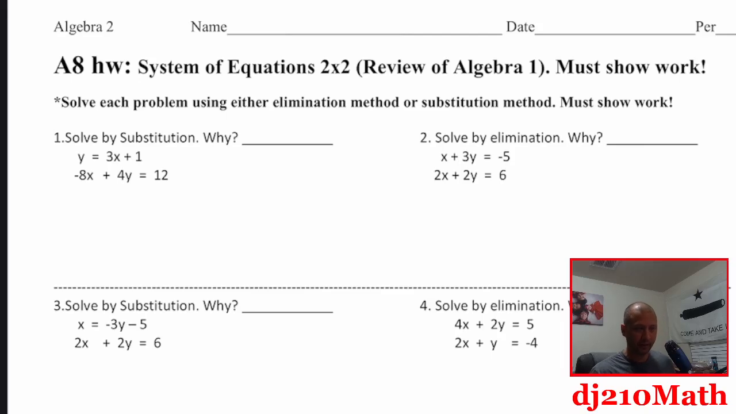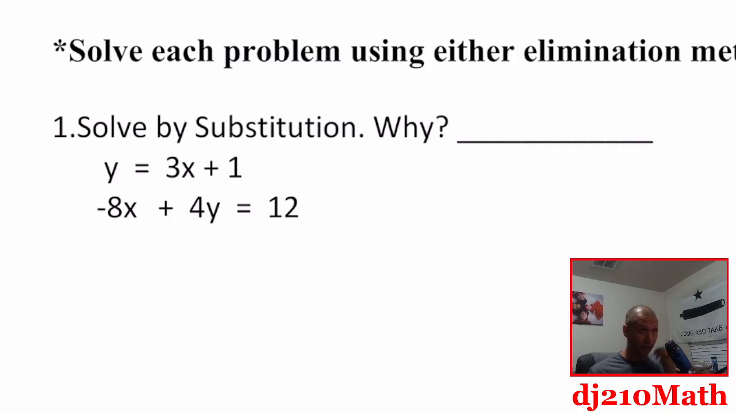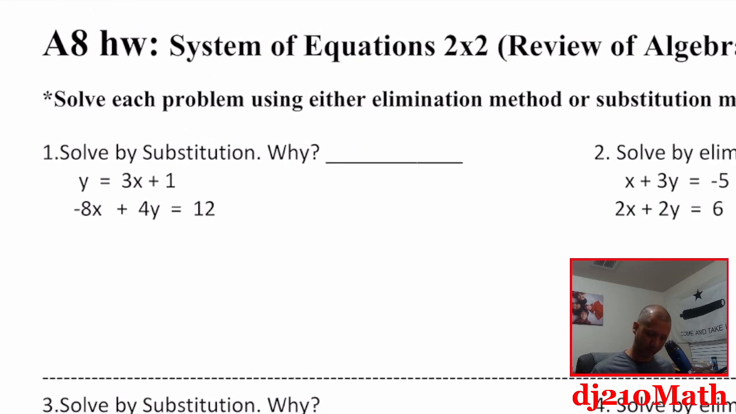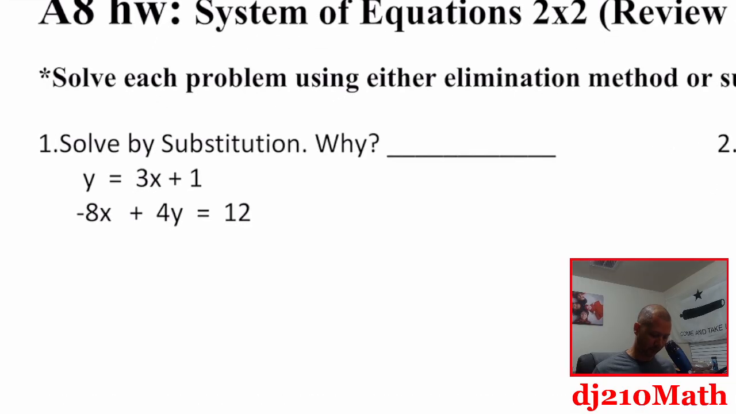Okay, A8 homework. So, system of equations 2 by 2. Number one, we're going to use either the elimination method or the substitution method, and it tells us which one to use. Right, so number one recommends solving by substitution.